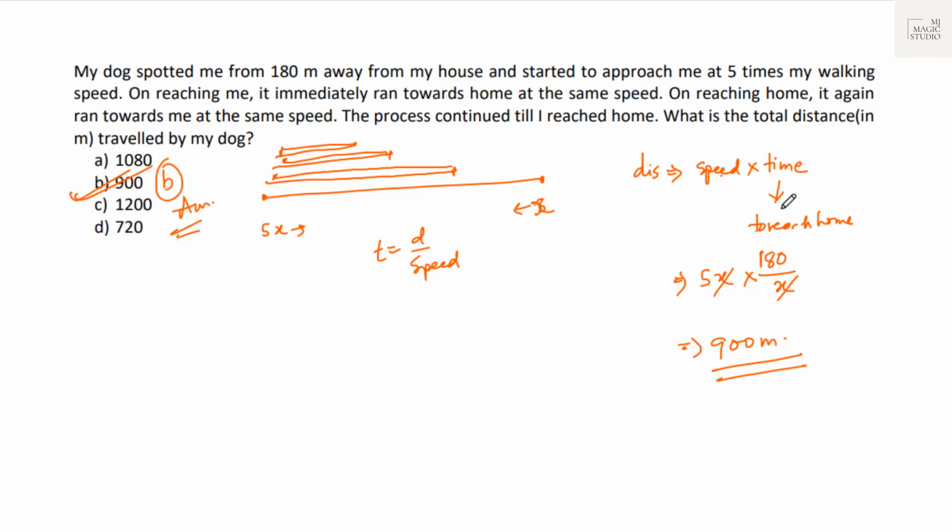So time here is the time taken by me to reach home, 180 by x, multiplied by his speed, 5x. Bingo. 900 meters is the total distance traveled by the dog.